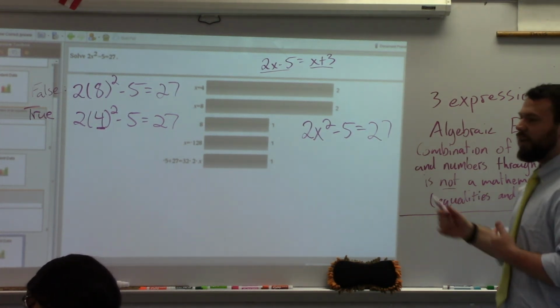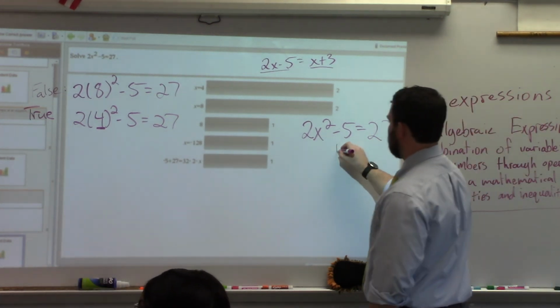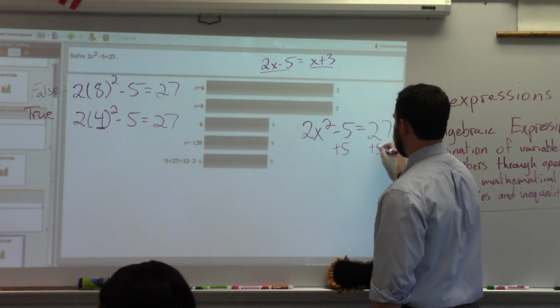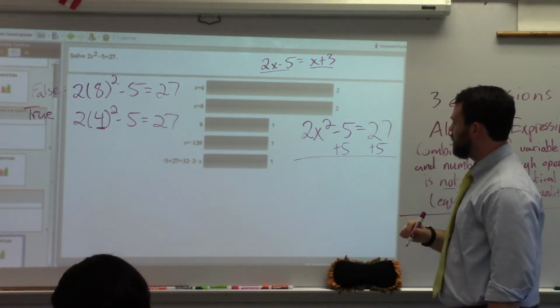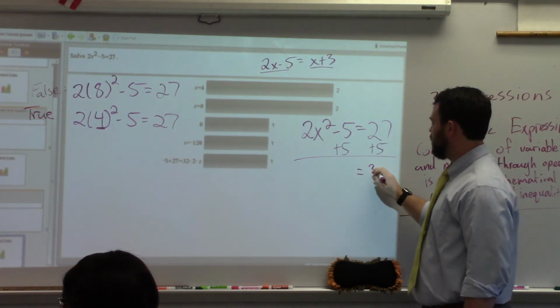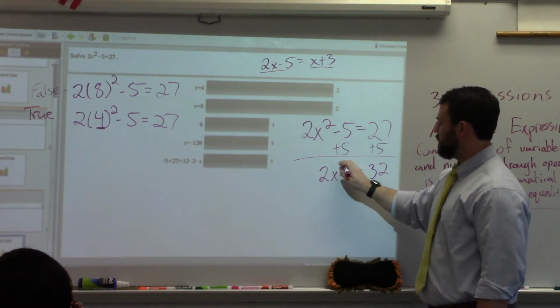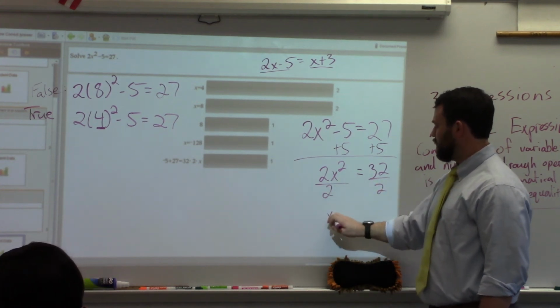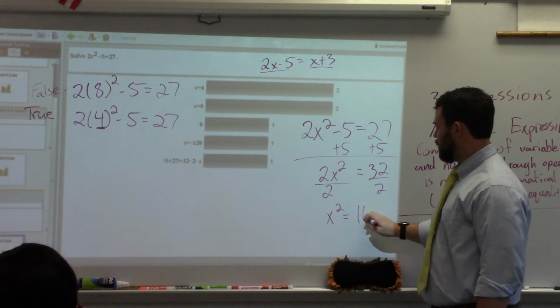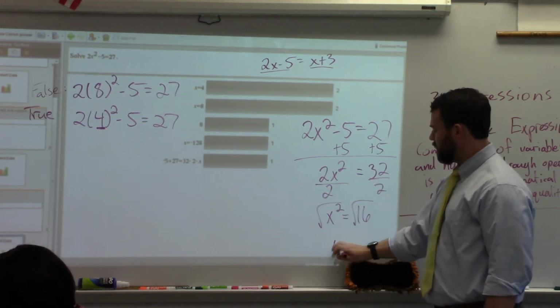Alright, so what can I do to solve this equation? I added 5 to both sides. And then after I added 5, I got 32 and 2x squared, and then I divided by 2 and got 16 equals x squared. Then I took the square root of 16 and got x equals 4.